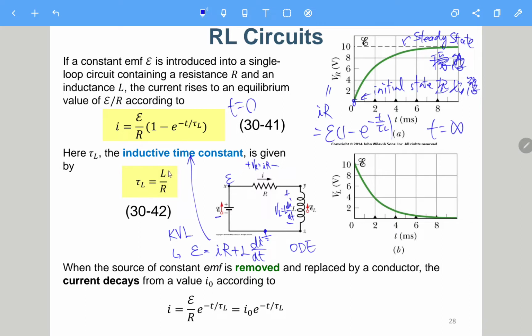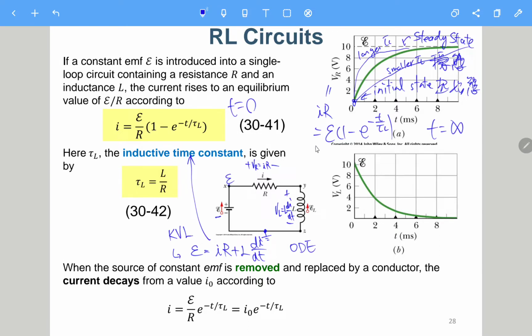And this tau L is the ratio between the inductance and the resistance of the circuit. If this number is larger, then it will go like this. If it is smaller, it will be something like this, for smaller tau L, like this.